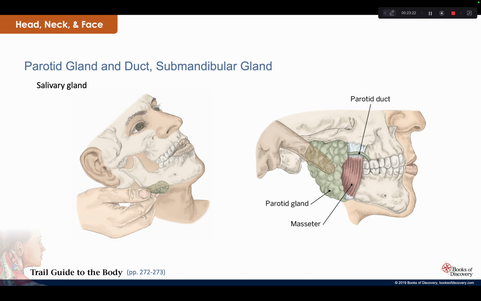Parotid gland and duct, submandibular glands. You can actually feel a lot of glands, and a lot of times when you're sick, doctors are palpating around your mandible to see if any of your lymph nodes or glands are inflamed. One of your salivary glands that produces saliva is right under the edge of that ramus, the corner of your mandible. And here's a deeper look. You have your masseter, parotid duct, and then the gland right behind.